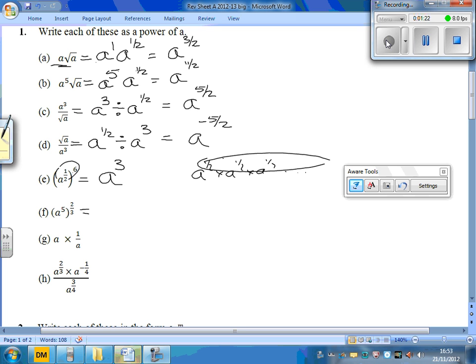Same rule here, just times these two things together, so we're doing 5 lots of 2/3. And of course 5 times 2 is 10, so it's 10/3.